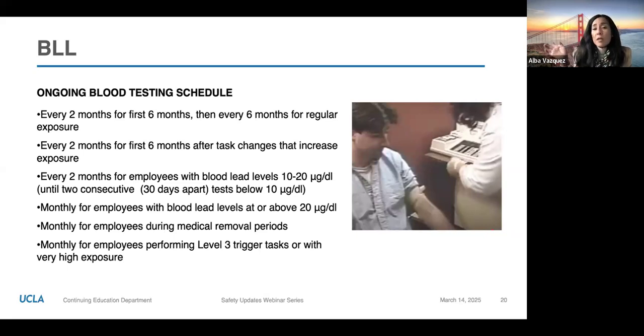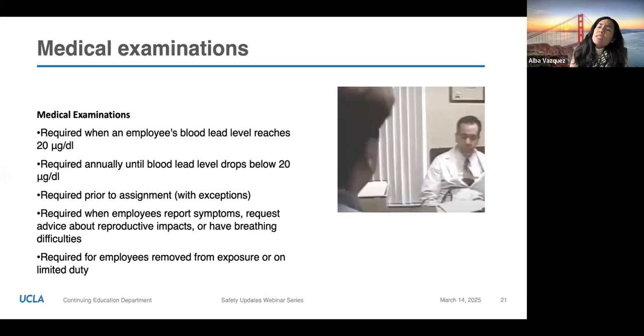And monthly for employees with blood lead levels above 20 micrograms per deciliter. Monthly for employees during medical removal periods, because the reason you remove them is because they have too much lead in their blood. And then monthly for employees performing level 3 trigger tasks. So definitions in a standard always help you to go back and reference them. As you read what the standard requires, if you find a term you don't know, go back to the definitions, and it really does help.